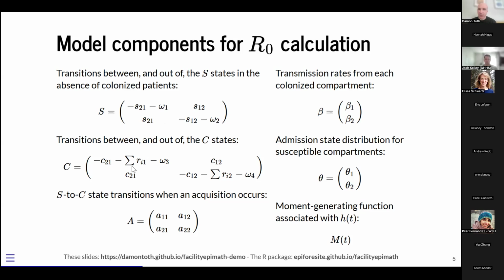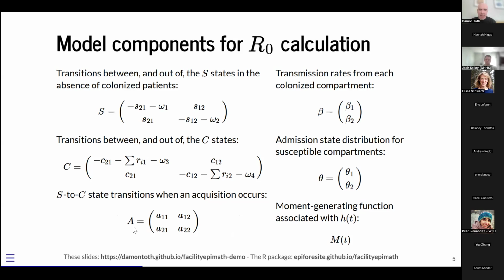Same thing for the two different C states. We have a 2x2 because there are two colonized compartments. There are the C_ij terms that are transitions back and forth between the two colonized states, which could represent whatever epidemiological transition you want. And then for the colonized compartments, there are two removal rates. There are the omegas, which are removal from the facility entirely, and then these R terms are recovery rates. Someone losing colonization and going back to being susceptible is also a way of being removed from being colonized. Together, those give you a duration of remaining colonized, which is necessary for calculating R naught.